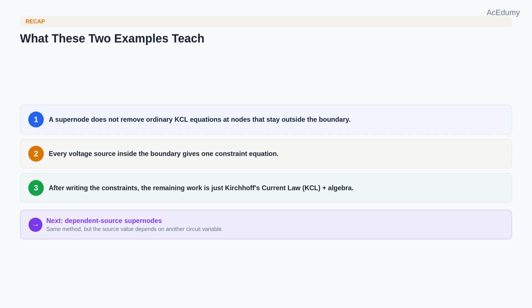Example 2 needed one ordinary KCL equation plus one boundary equation. Example 3 used source constraints first, then one boundary equation solved the circuit. So remember 3 rules. Count only currents that cross the boundary. Every ideal voltage source inside the boundary adds one constraint. And any ordinary node outside the boundary still needs its own Kirchhoff's current law equation. In the next lesson, we will move to supernodes with dependent sources.